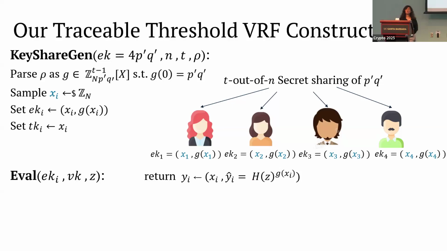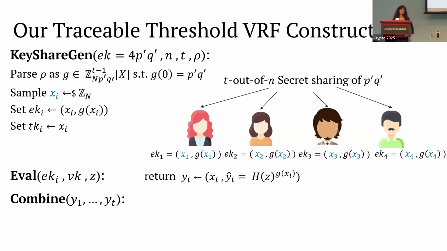Lastly, to compute one evaluation share for our VRF, party i will simply hash the input z and raise it to the power g of x_i. So if you've seen any BLS or Paillier threshold decryption, this is essentially the same thing. The evaluation share for party i will be the tuple of x_i, which is its index, and hash of z to the power g of x_i, which I will denote as y_i hat.